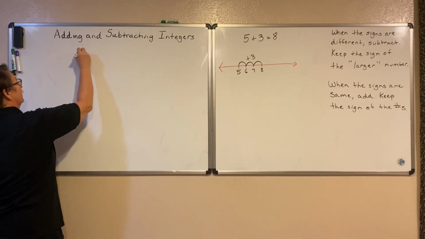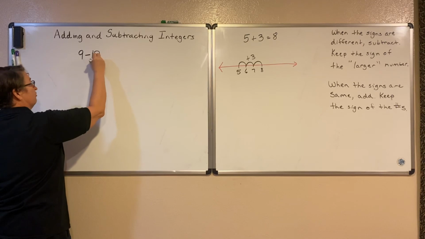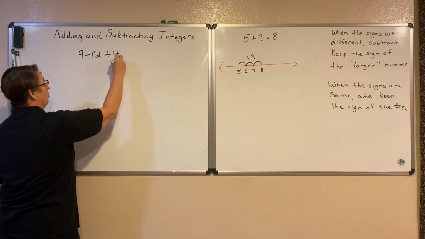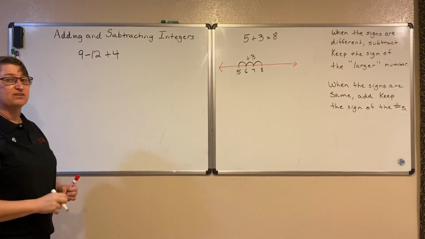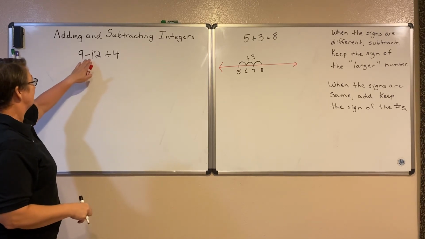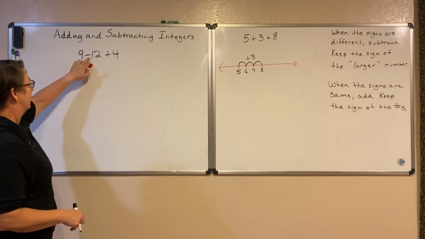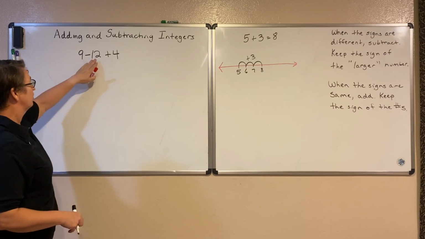So here I have 9 minus 12 plus 4. I'm going to take this in pieces. I'm just going to do the first part first, 9 minus 12. So I'm just going to move from left to right.